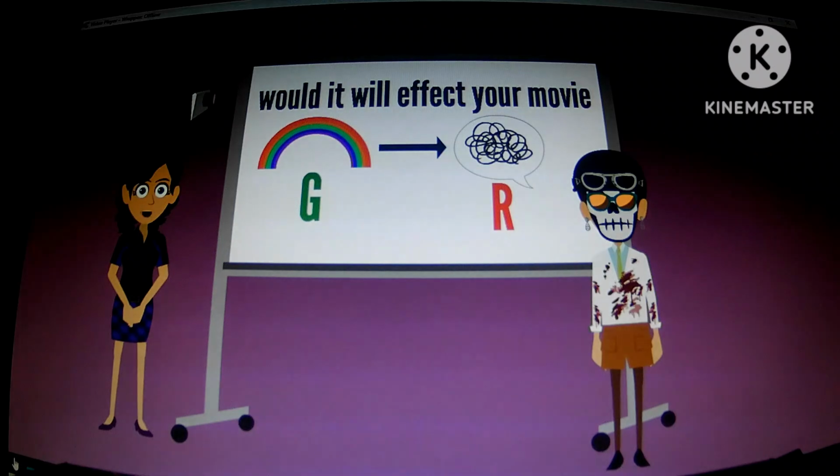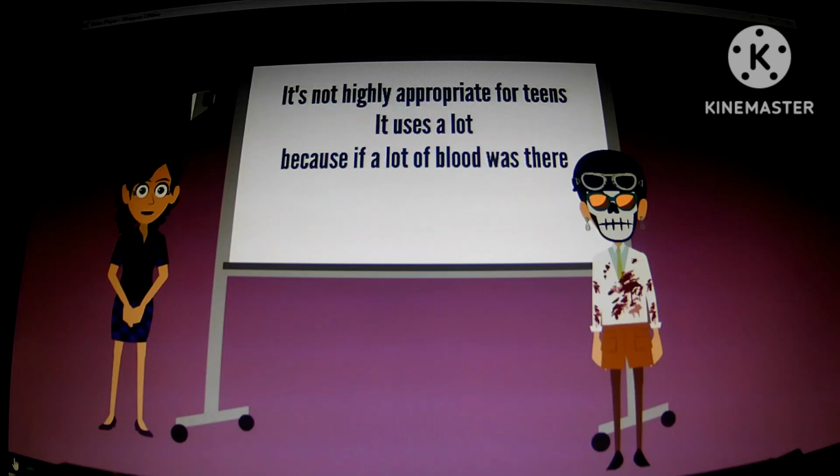And the final step of the rating system: will it affect your movie, or will it get an R rating if you use too much of the elements? For example, if I calculate the violence from that show, and it uses too much of the elements, showing too much blood, that is not a PG-13 hit. Just remember, it's not highly appropriate for teens. It uses a lot, not a small portion, because if a lot of blood was there, it would result in a rating for the work's content.